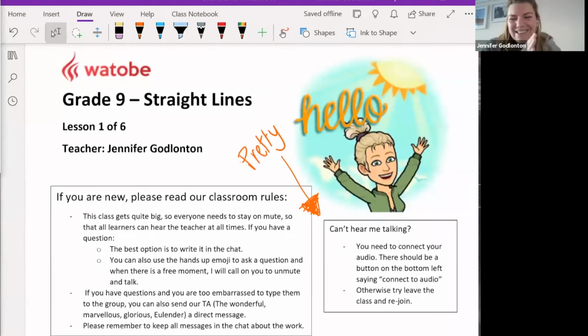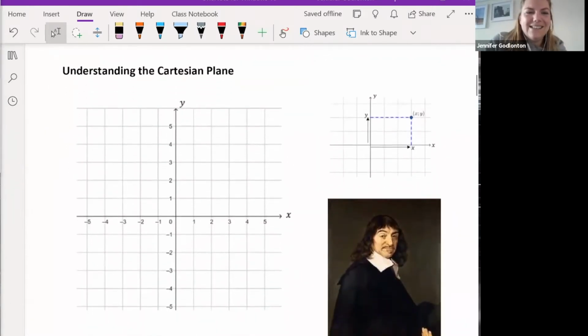Okay, cool. Let's get going. Okay, so our new section is straight line graphs.